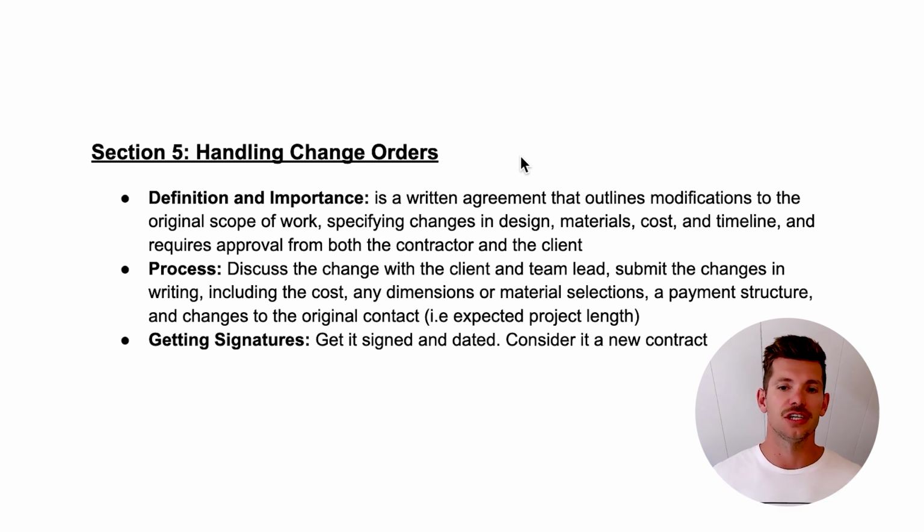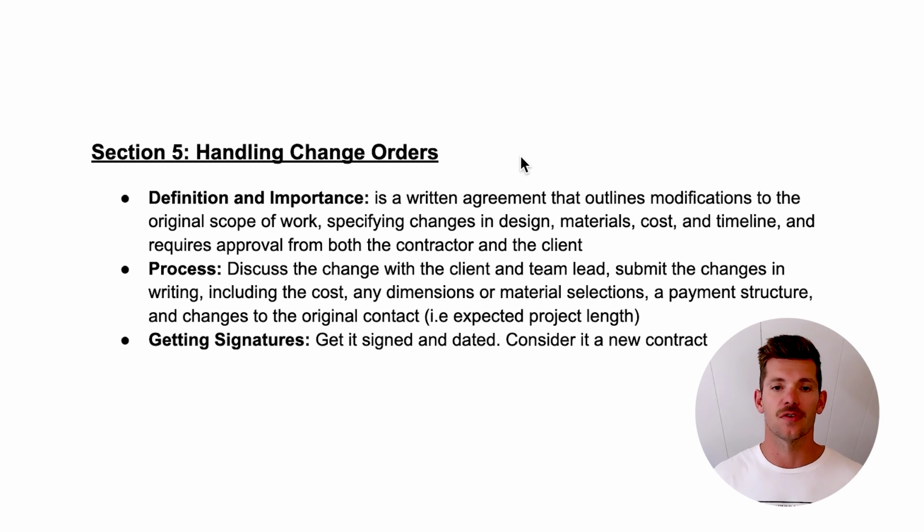How do we do that in a professional manner during a project? Well, we discuss the changes with the client and with your team lead. Often that's where it starts, all right? They would then submit the changes to you. You would put it together in writing, include, like I talked about, the cost, dimensions, material selections, maybe a payment structure, changes to the original contract, like project length, things like that. And you would have both of you sign it, okay? Both of you need to agree with it.